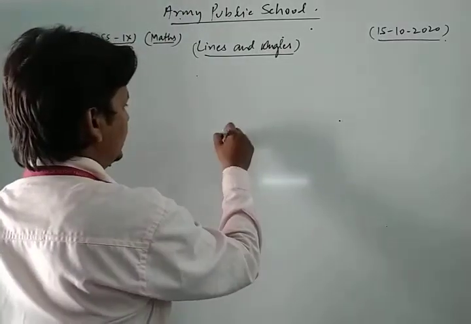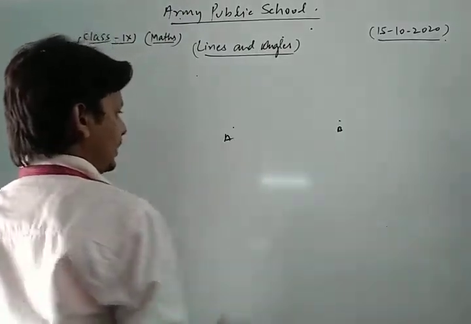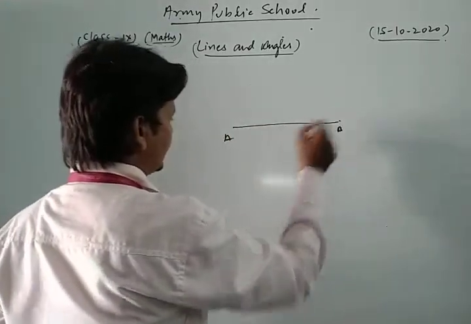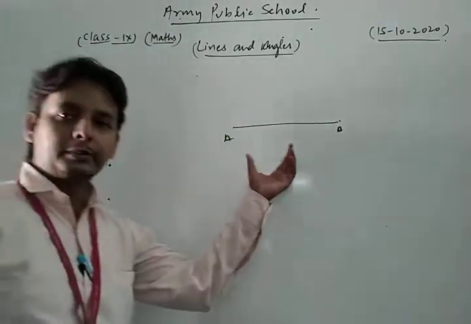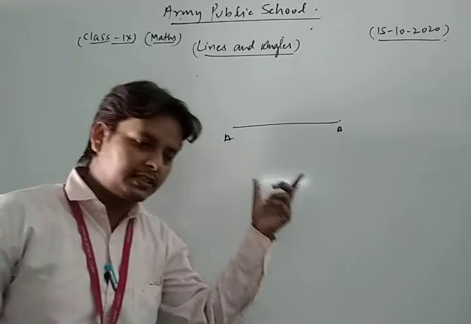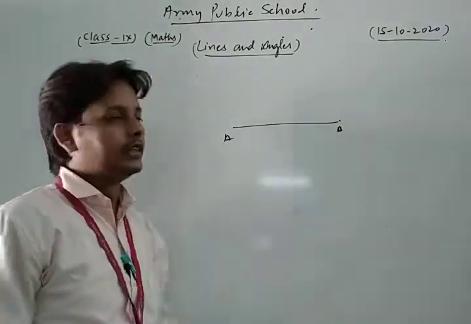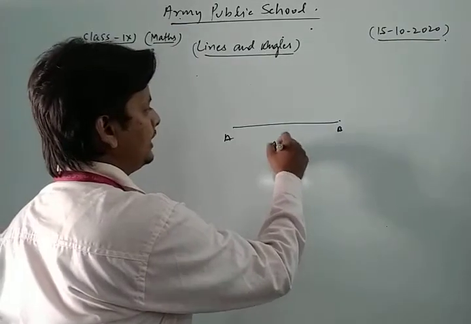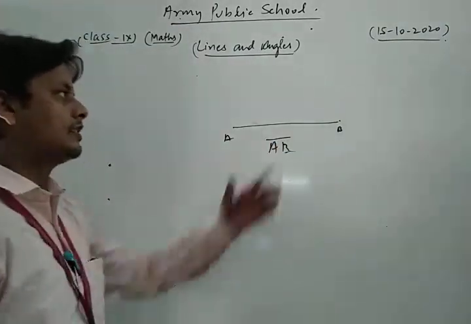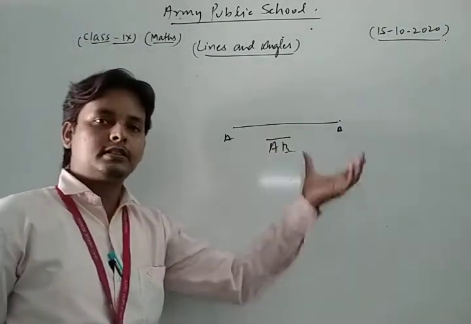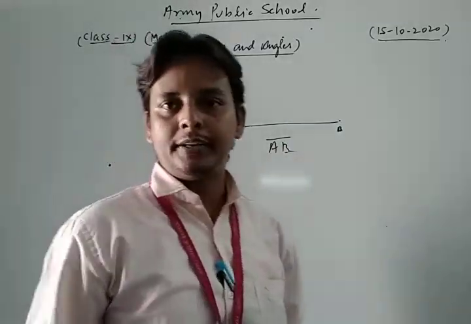Suppose there are 2 points. If we simply join these points, it is said to be a line segment. A line segment has 2 fixed points, and it is denoted in this way. This is the line segment. That means a line segment has 2 end points.